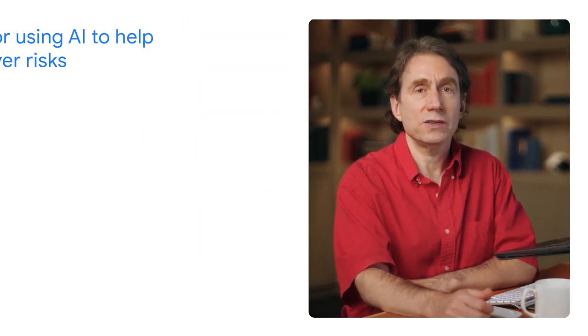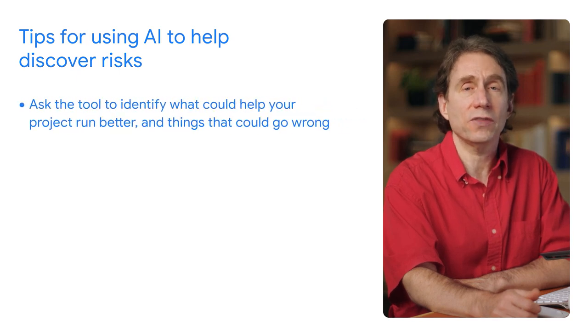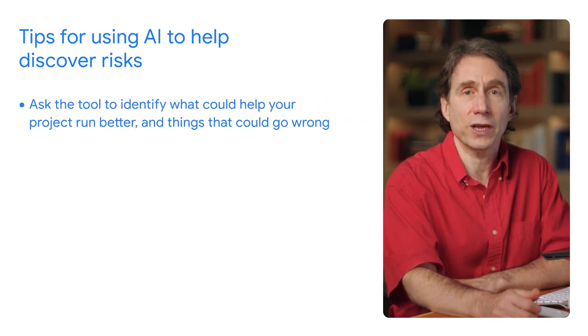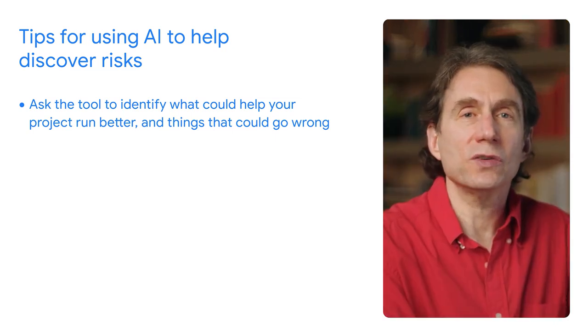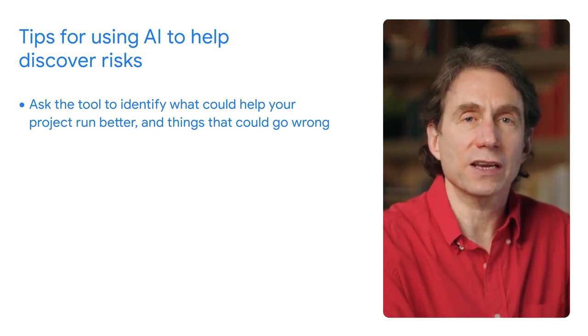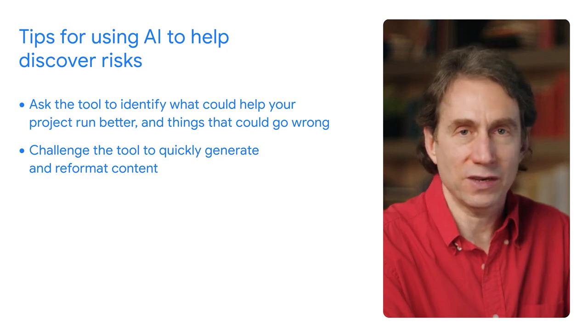Here are a few things to keep in mind when a Gen AI tool is helping you discover potential risks. Generative AI tools are great at helping with brainstorming. One way of putting it to work for you is to not only ask it to help you identify things that can help your project run better, but also what could go wrong. In addition, Gen AI tools are quick at generating content in text. Challenge it to generate what you want, and ask it to reformat it in different ways until you find what works best for you and the team.